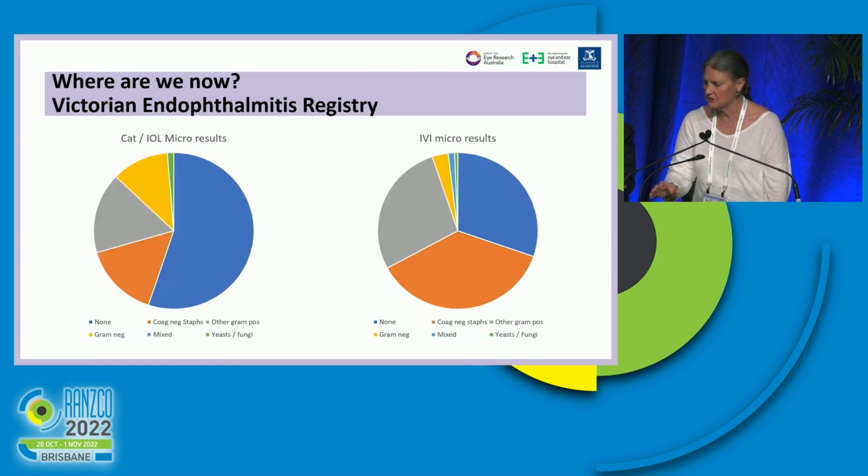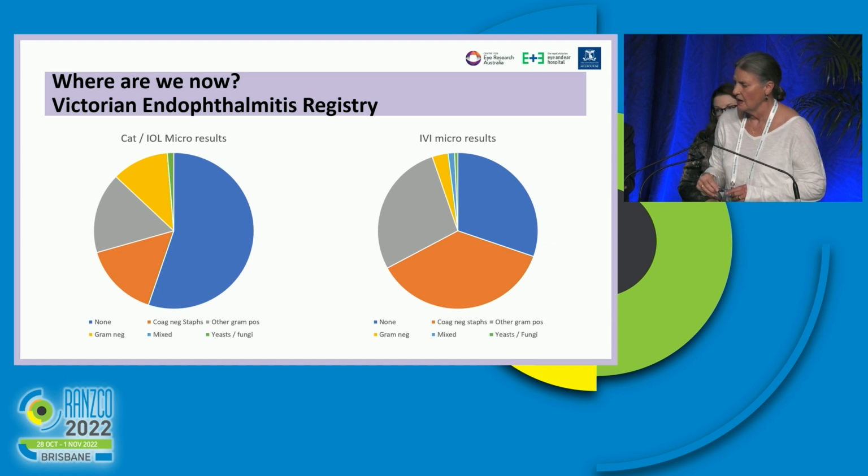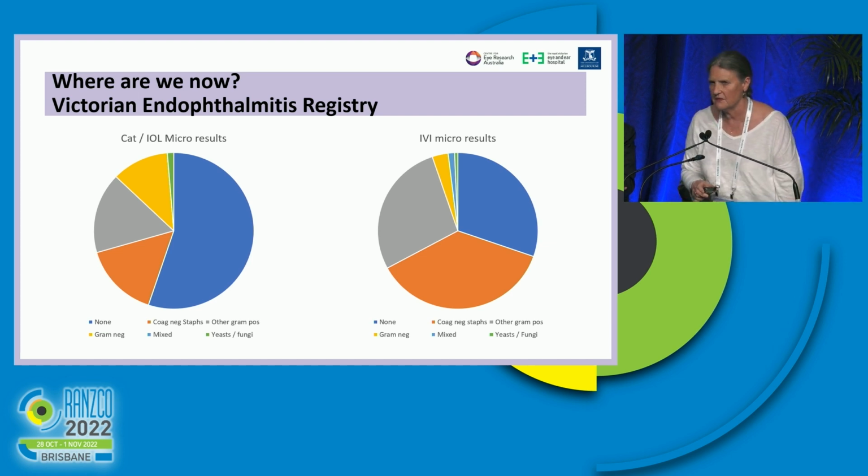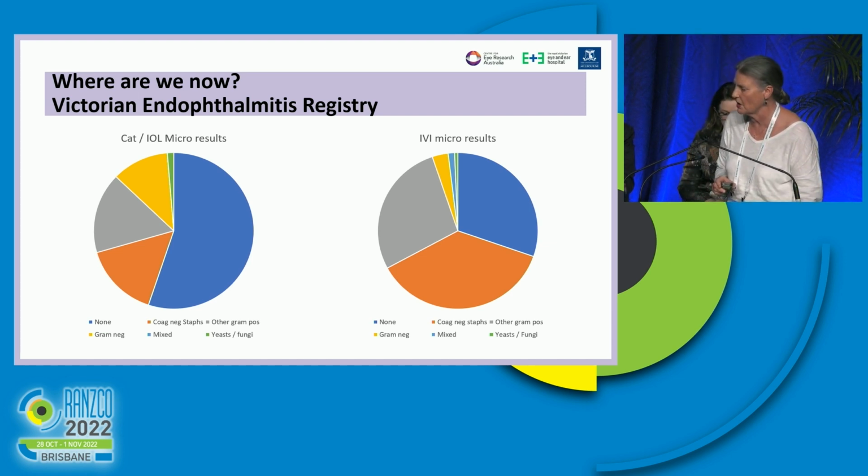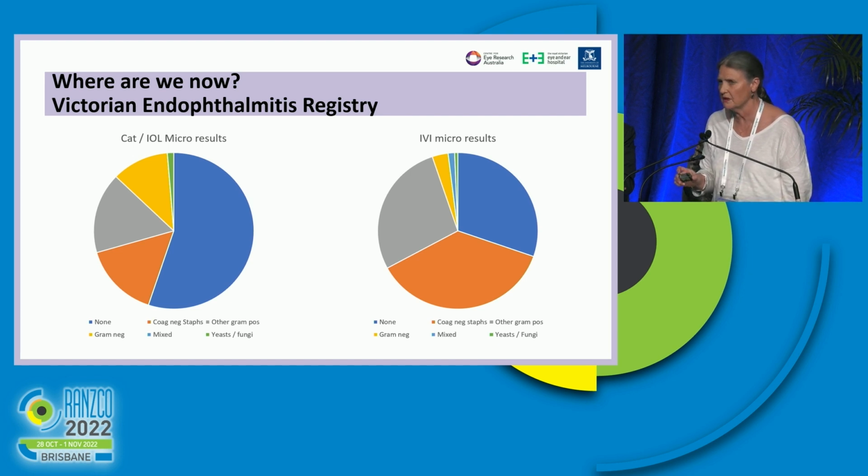And I just wanted to give you a little breakdown. We've got the post-cataract and intraocular lens micro results on the left and the intravitreal injection micro results on the right. It's very useful to know what we are culturing for these patients to ensure that our broad spectrum antibiotics are indeed appropriate.